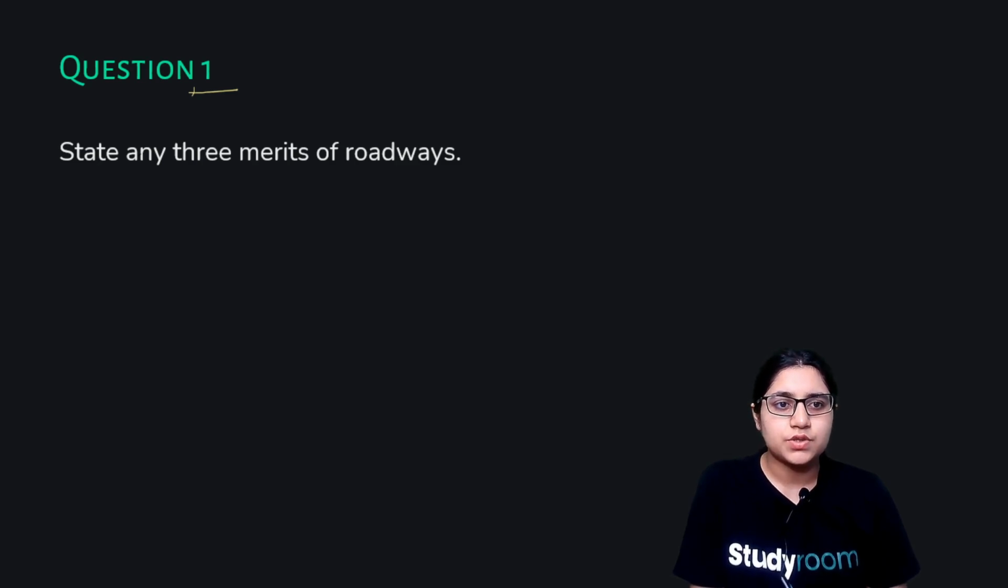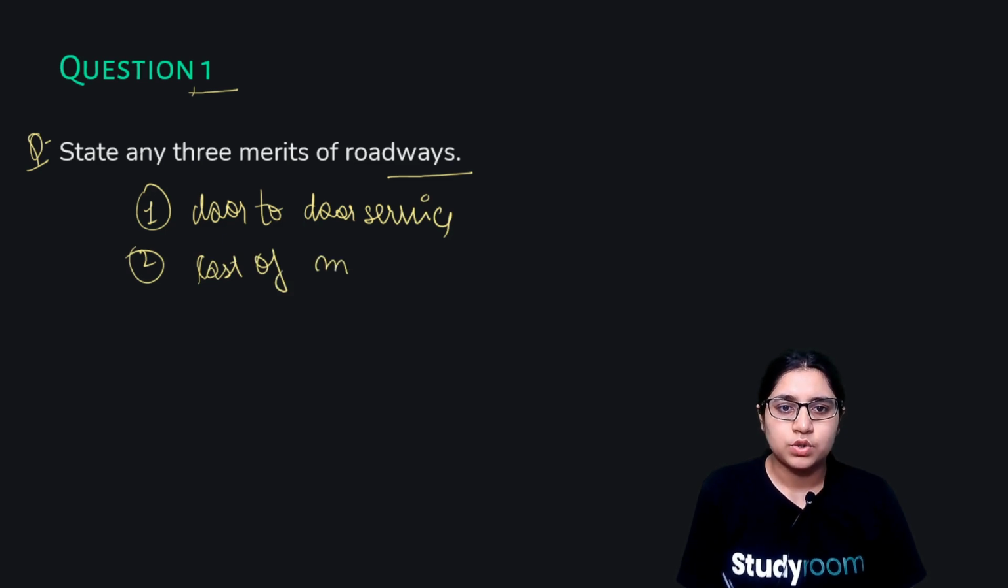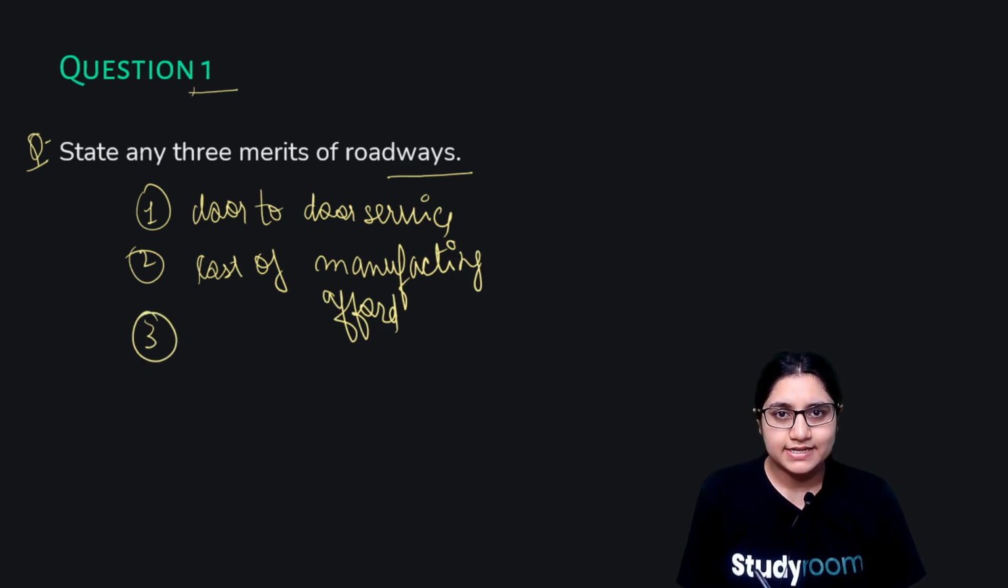The first question is, state any three merits of roadways. Roadways refers to road transportation. First one is door-to-door connectivity, or door-to-door service. Second one is affordable rates. The rates are not high and the cost of constructing roads is not high. The third point, which we have already discussed, is that it provides an opportunity to link to other transportation.